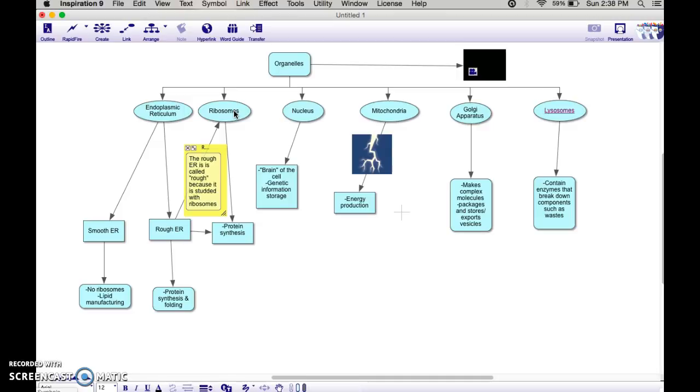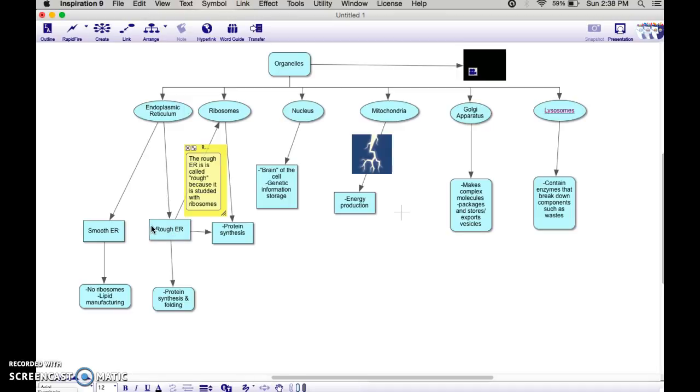So it might be easier if we talk about ribosomes first. All ribosomes do is they are primary in protein synthesis. That's what they're in charge of. So the endoplasmic reticulum coupled with the ribosomes creates the rough ER. Now this is also responsible for protein synthesis, but it's also responsible for protein folding, which we'll talk about the different levels of later in the semester.